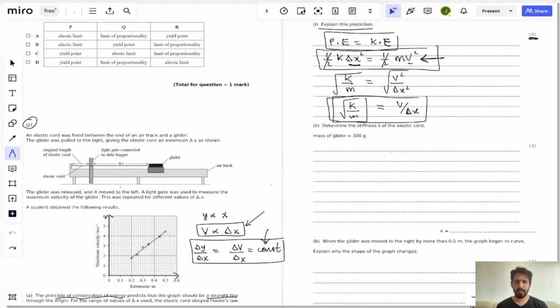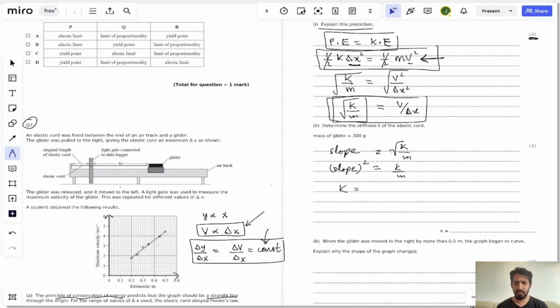The second question is, determine the stiffness k of the elastic cord. Mass of the glider is 300 grams. So we have already established that slope of this line will give us square root of k over m. So this is equal to slope, which is just change in y divided by change in x. So I hope that you can easily arrange this equation for k, but if you don't know, I will do it here. You just need to find the slope. You square it. On the right side, when you take the square, it will cancel the square root, and then you rearrange this equation for k.